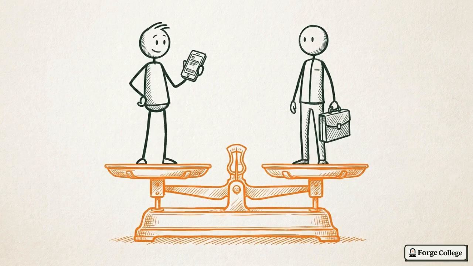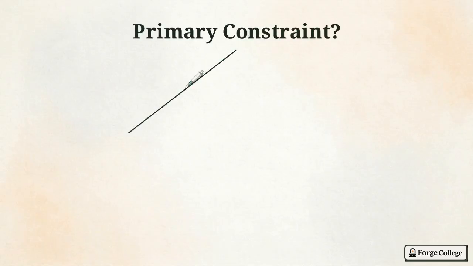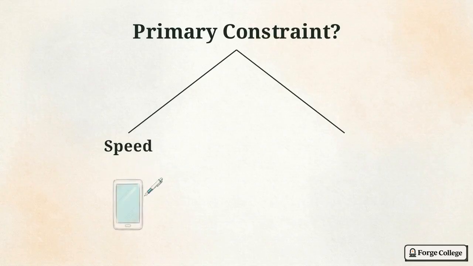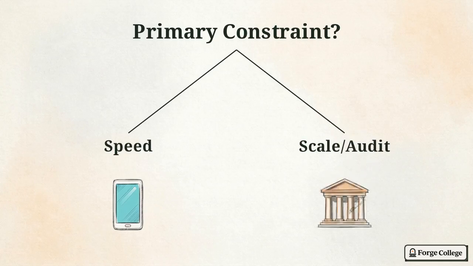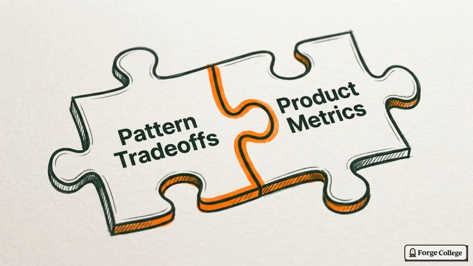Ultimately, you cannot choose a wallet pattern until you know exactly who you are building for and what they are willing to tolerate. This flowchart breaks down the decision tree, starting with what is your primary constraint. If speed is paramount, default to simple recovery and device keys to combat bounce rates. If compliance and scale are paramount, default to threshold signatures to satisfy your auditors. The best pattern is simply the one whose trade-offs align perfectly with your product's survival metrics.